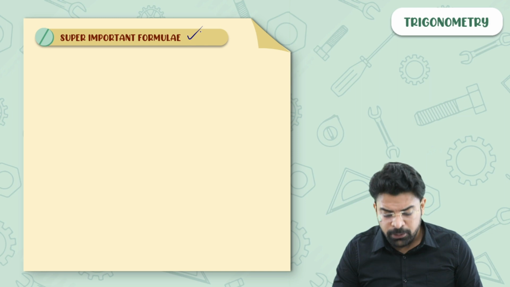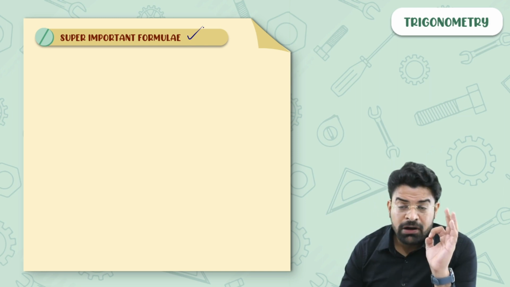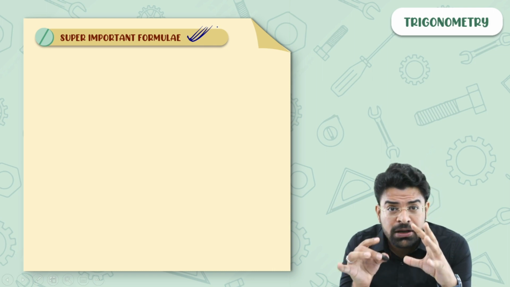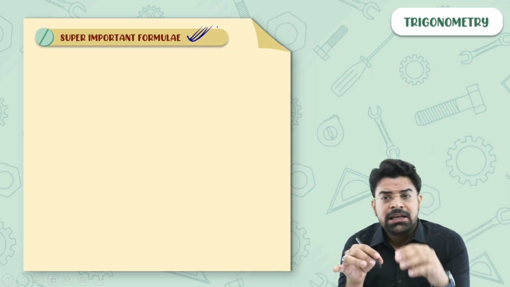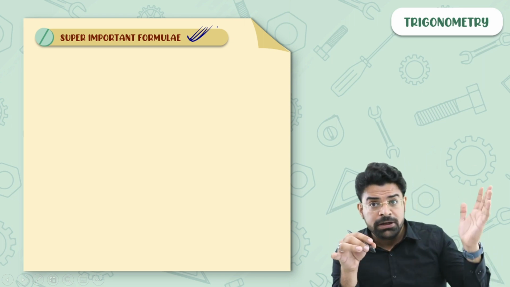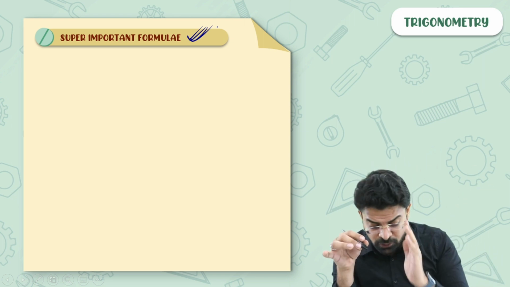Now let's talk about a super important formula. Why am I calling it a super important formula? Because this is one of the trigonometric formulas which will be used very widely, starting from the first chapters of vectors till wave optics. So this is really important. You have to focus right now.